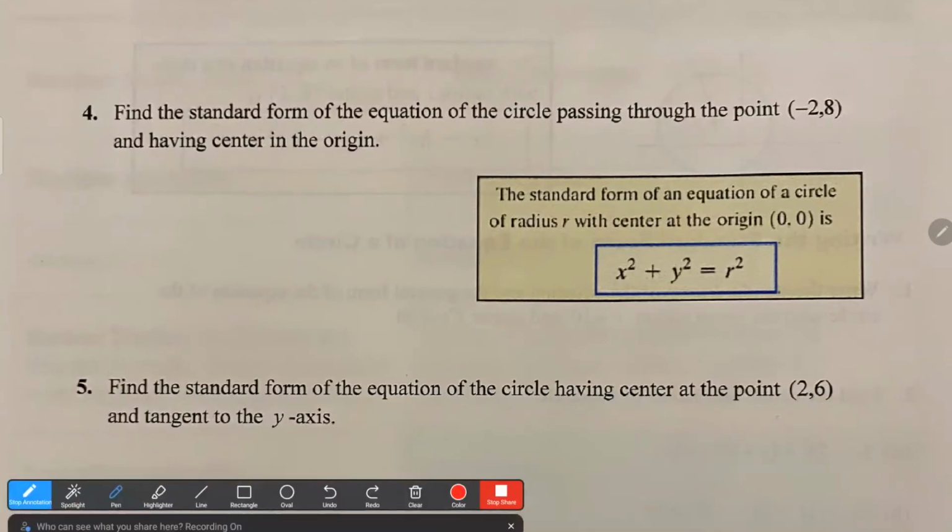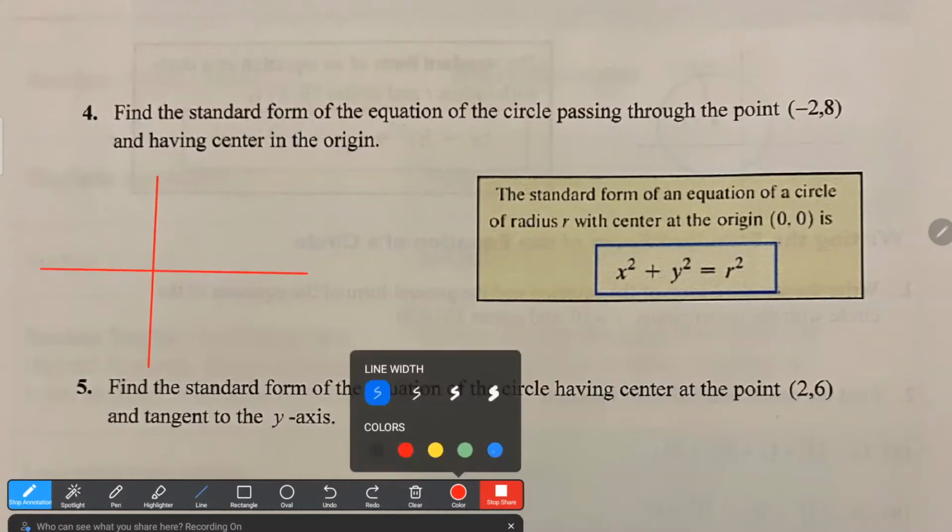All right, so let's do problem 4. It says find the standard form of the equation of the circle passing through the point -2, 8, having the center in the origin. So basically, the first thing I'm going to do is draw this out, because I'm a visual learner. I have to see it to understand it.